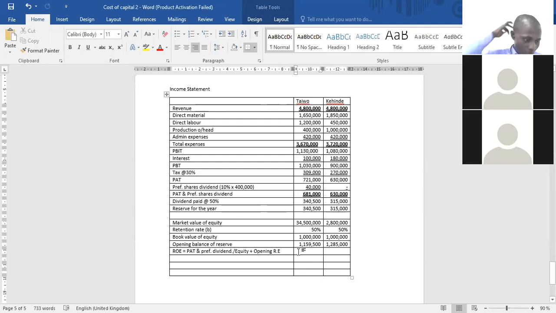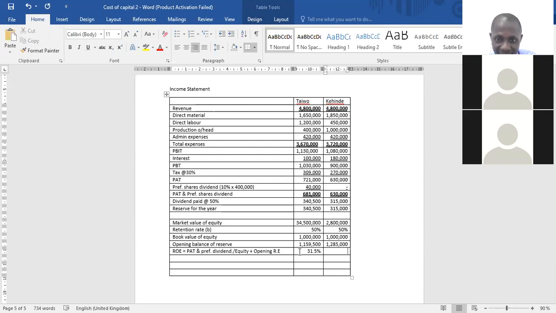So that will give us, times 100, 31.5%. 31.5% is our return on equity.